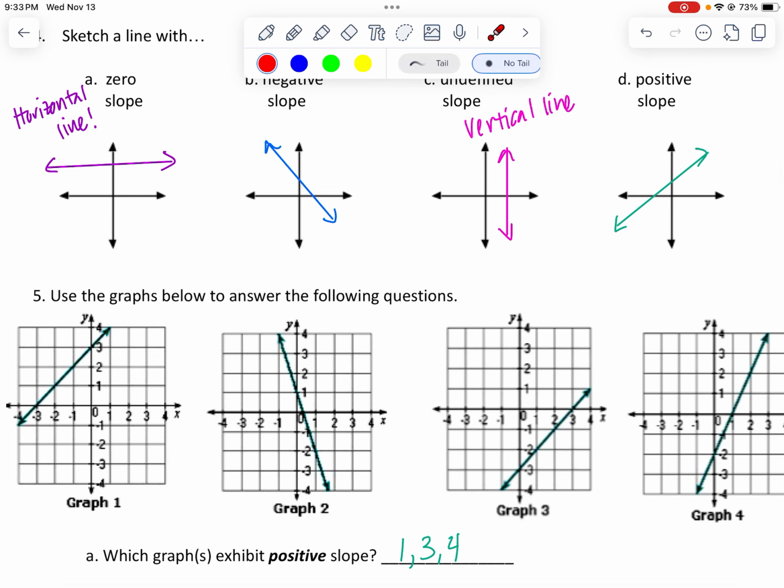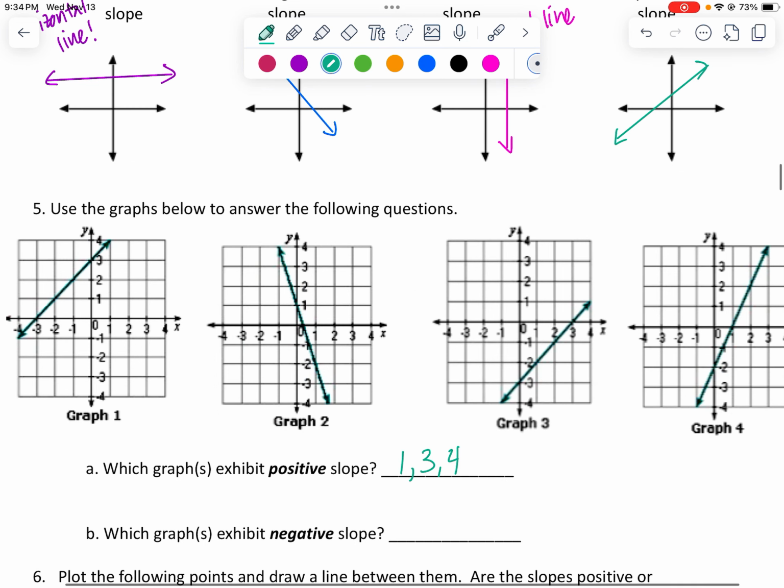Then it's asking for part B, which one has a negative slope. So my graph should look like this. It looks like it's our odd one out, which is graph number 2. Okay.